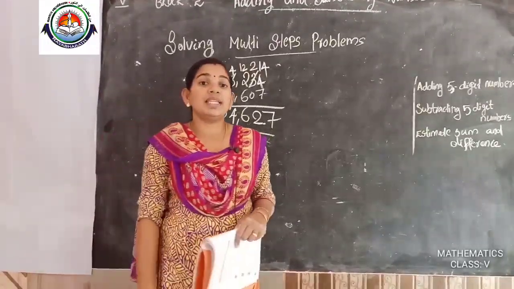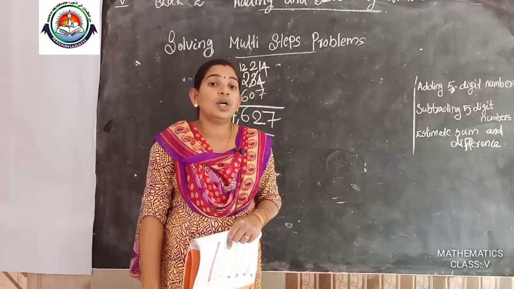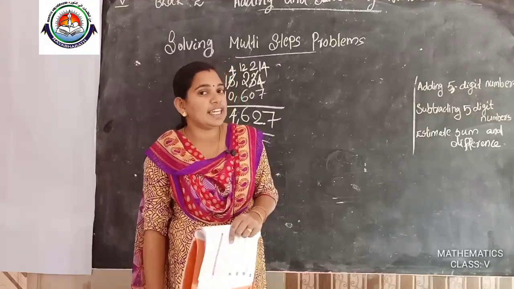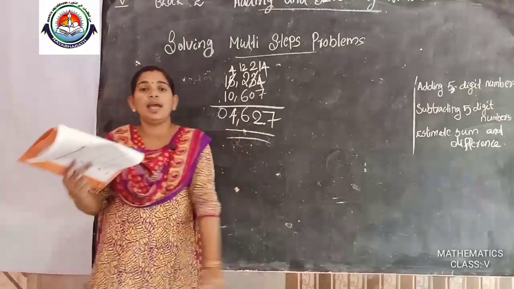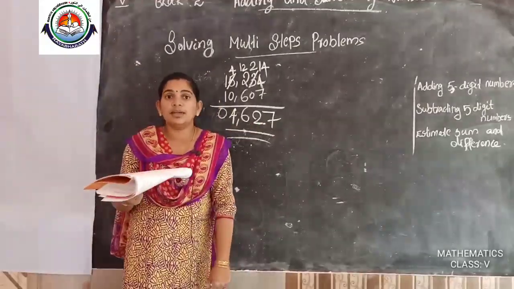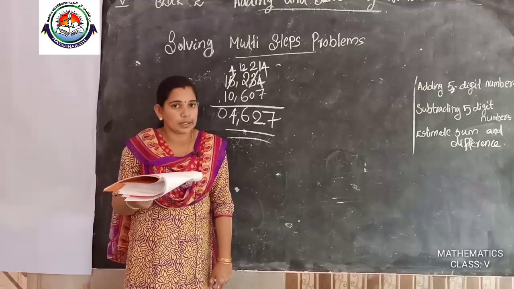So 4,627 animals are not wild animals. Okay. 4,627 animals were not wild.